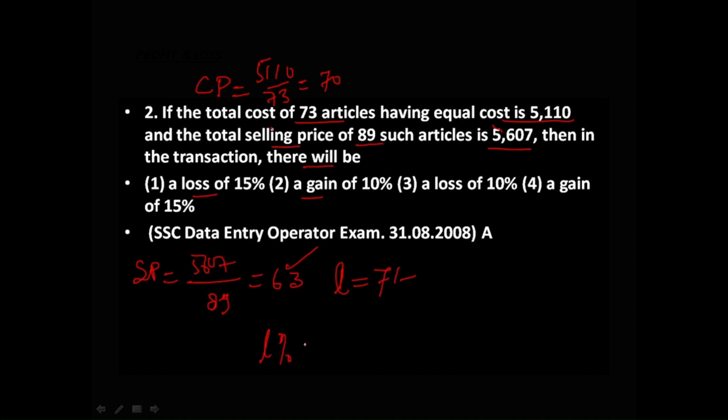So the loss percentage is what amount of loss? 7 upon the CP of 70. Nothing is given, so it's a loss on cost price. If it was given as loss on selling price, then it would have been 7 by 63, but nothing is mentioned, so it's generally loss on CP. So 7 by 70 into 100 equals 1 by 10 into 100 equals 10%. So it's a loss of 10%, which is option 3, right? Number 2 is option 3. Moving to the next one now.